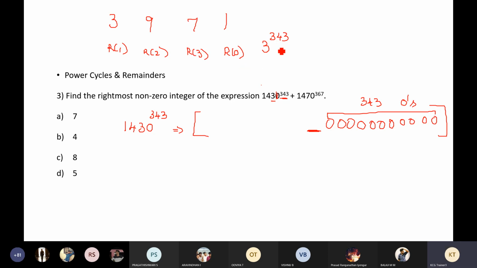Very good, Sham. Because we have got 343, if I divide this power value 343 by 4, the remainder is 3. If the remainder is 3, then my last digit is 7. So the last digit is 7. Okay, excellent. Now let's take the second part: 1470 power 367.